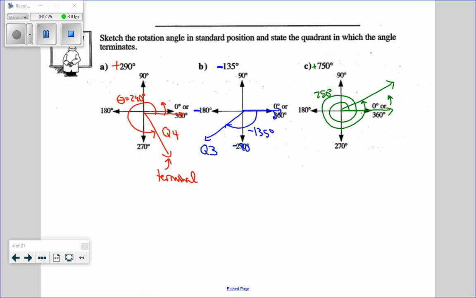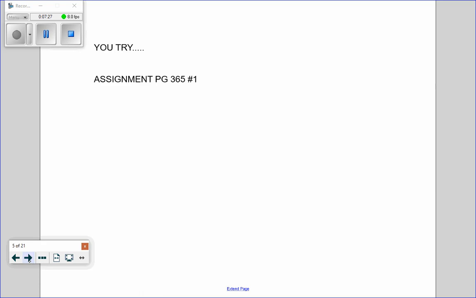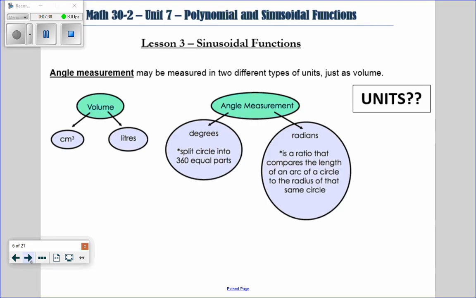Okay, so flip to the assignment and just do question number 1. I'm going to give you 5 minutes. Just do that, and then we'll come back and we'll show you something new. Okay, so I handed out this page to you.